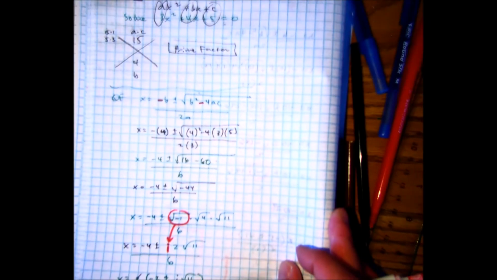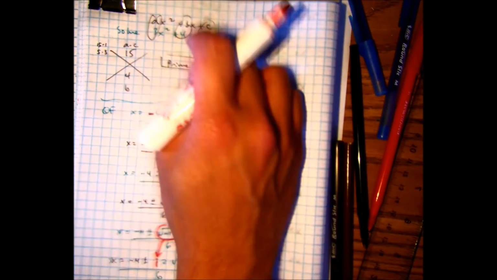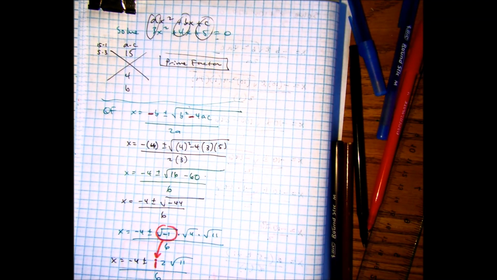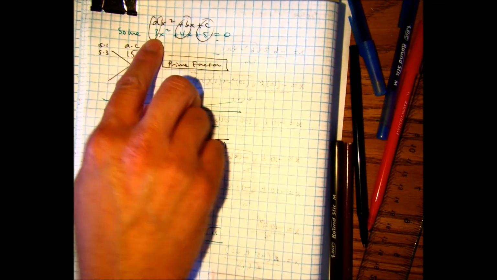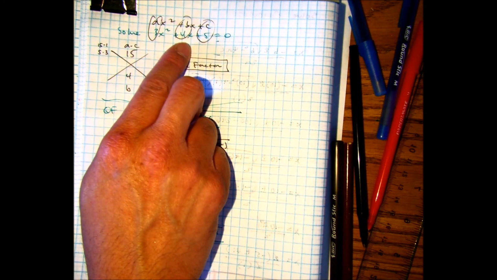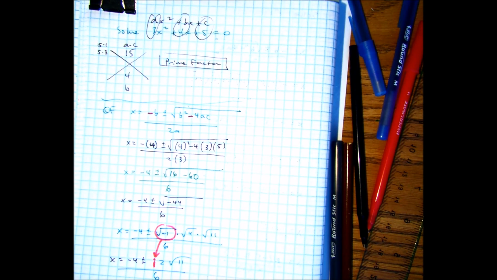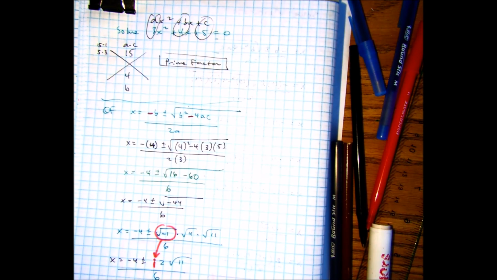We could have also tried to solve this by completing the square. I would not recommend it, just because your a value is not 1, and this is nice, your b value is even. But the quadratic formula, it's long, but it'll always work.